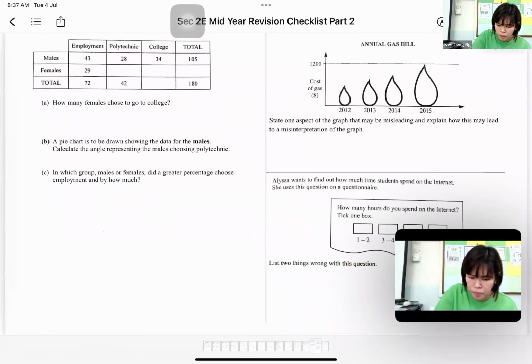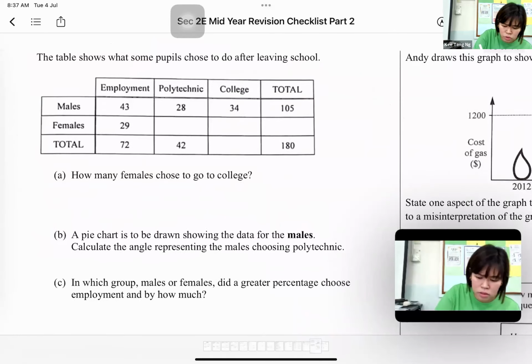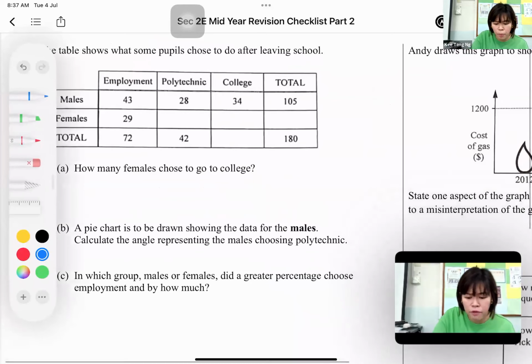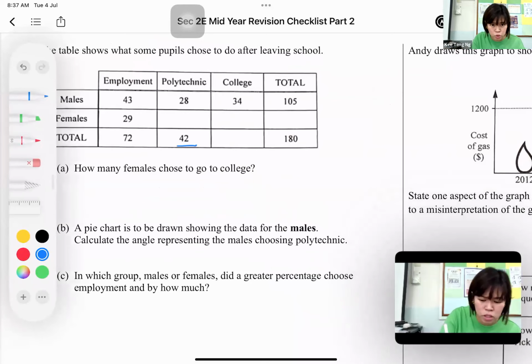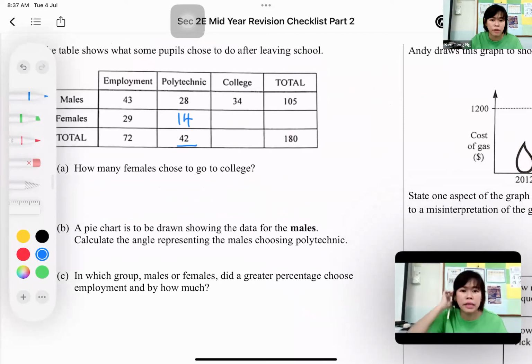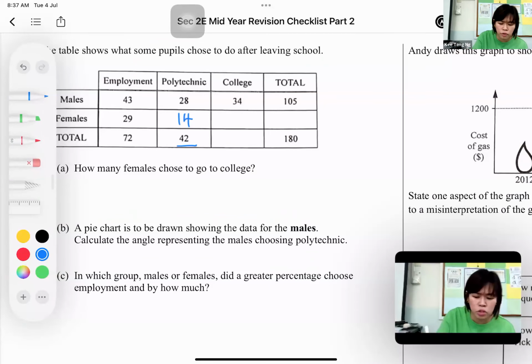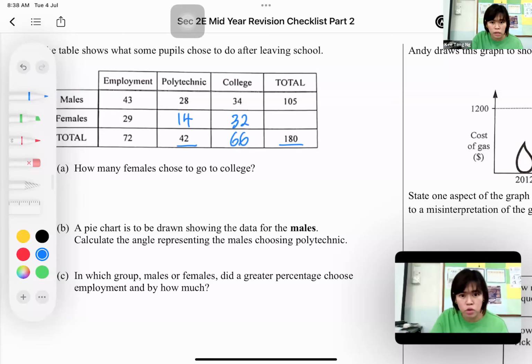Right? This one over here. So total employment is 72. Then for polytechnic, those who choose to go for it, the total is 42. So together to get the number of female, 42 minus 28, that gives me 14. I'm trying to fill out the data values. Then I know that the total over here is 180. So 180 minus 32 minus 42, that gives me a total of 66. And if I have 66, I minus away 34 male, I get 32 female that goes to college.